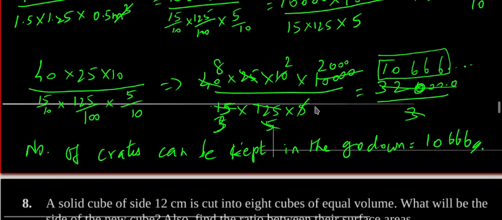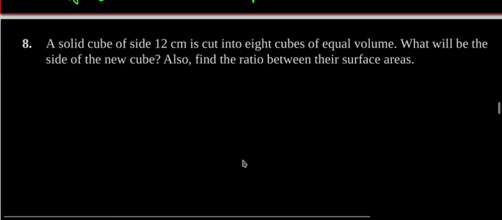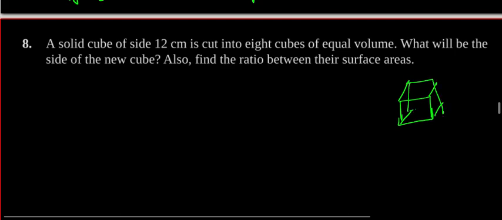Now we will move to the next problem. A solid cube of side 12 centimeter is cut into 8 cubes of equal volume. What will be the side of the new cube? It is a cube. There is one large cube that we are cutting into 8 pieces, so that we get 8 small cubes.